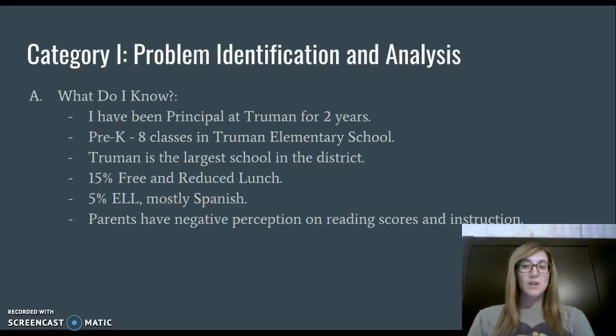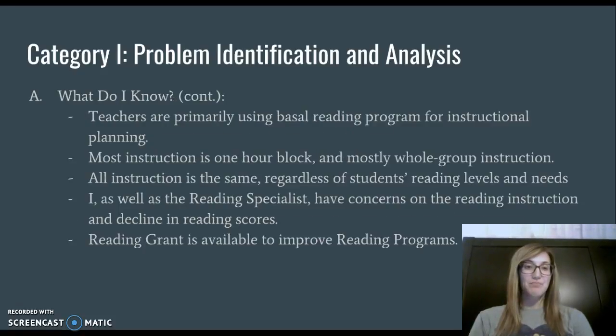Based off of recent reading scores and general consensus from parents of reading instruction, there is a negative perception on our reading program. So we send in our reading specialist into our classrooms, and our reading specialist found that teachers are primarily using our Belisle reading program for instruction and for planning. Most of the instruction is done during a 1-hour block, so all reading and language arts is done at one time throughout the day, and it's mostly whole group instruction, so we're not utilizing a lot of individualized planning or leveled instruction for our students.